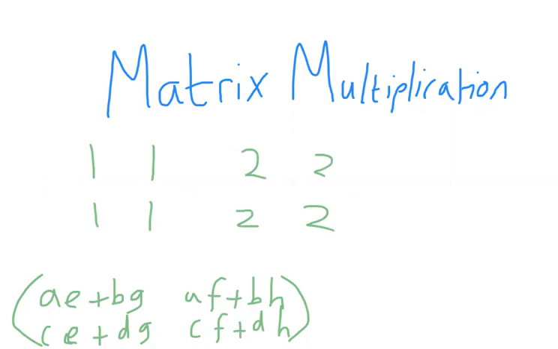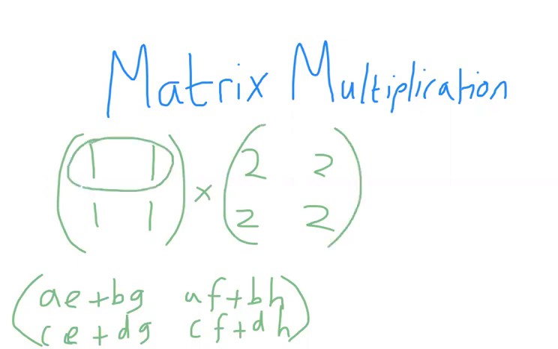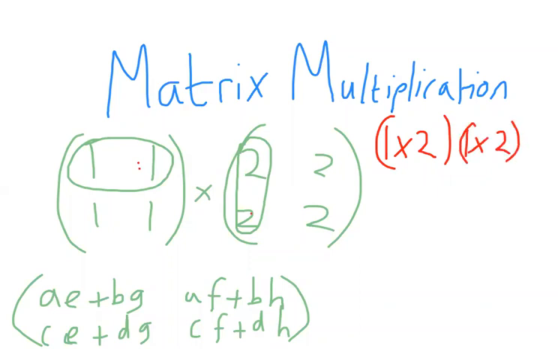Now, the way I like to think of doing matrix multiplication is that we look at the first row of the first matrix, and we look at the first column of the second matrix. So first number is 1, so we do 1 times 2. The second number in our row is 1, and that's being times by this 2. So 1 times 2, and we have to add them. So we get 2 plus 2, which equals 4. Okay.